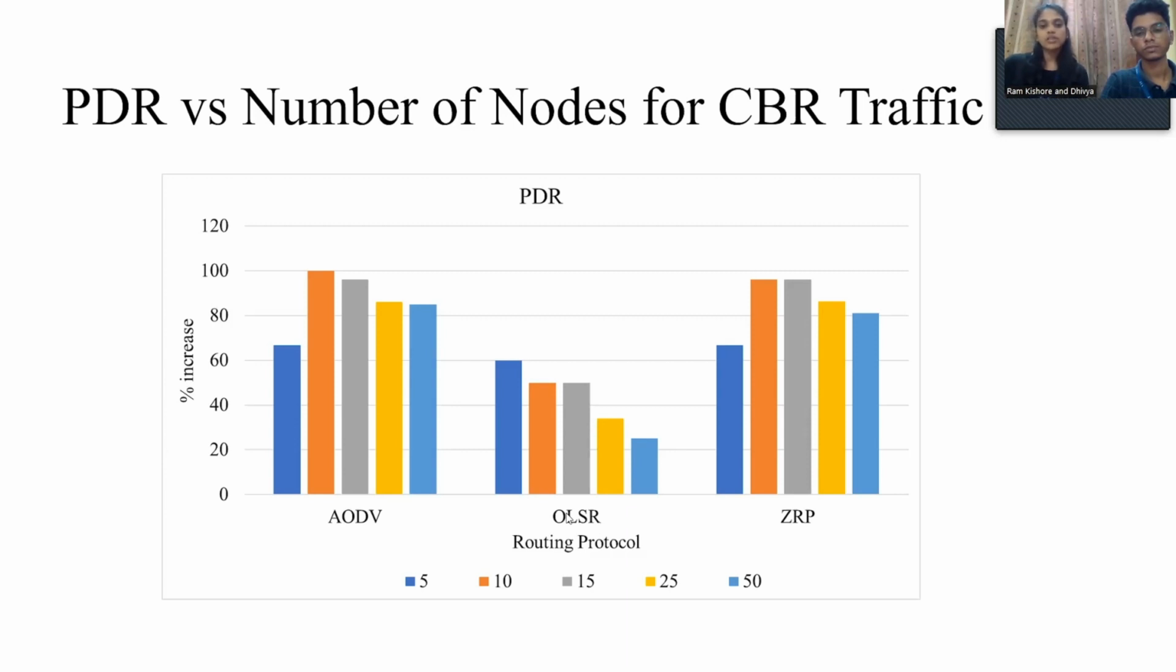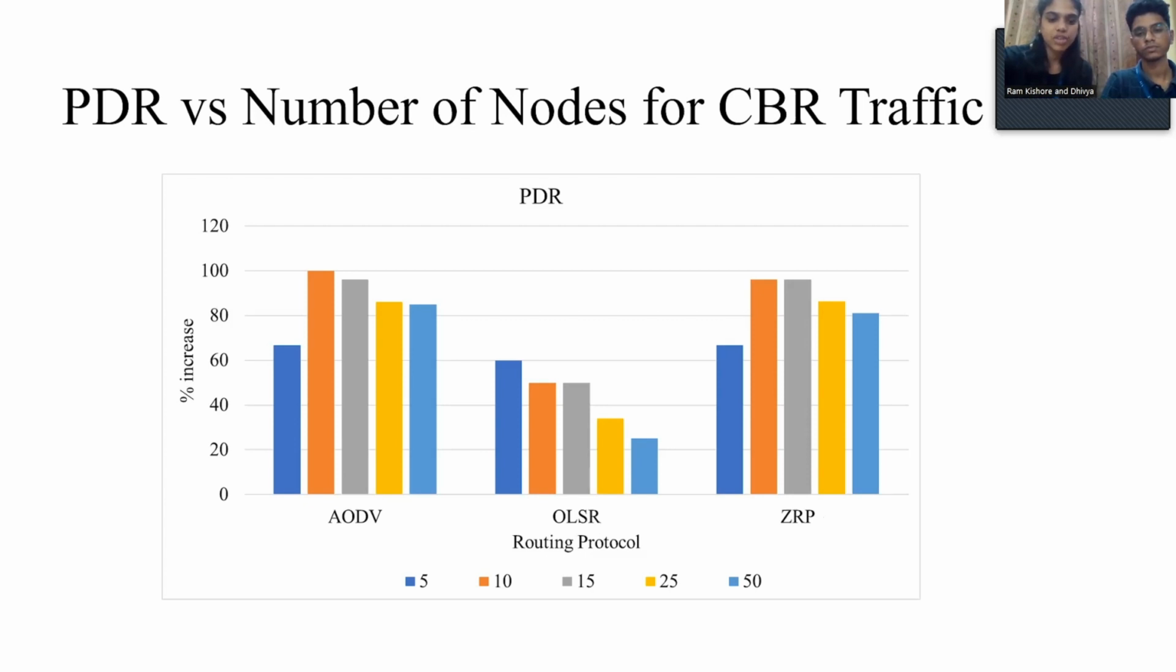In contrast, the OLSR routing protocol is proactive in nature. It continuously maintains and updates network topology information to facilitate efficient routing. Its performance declines as the number of nodes increases due to network contention. Similarly, ZRP operates in a reactive mode when the destination node is beyond the zone radius, leading to performance similar to AODV.